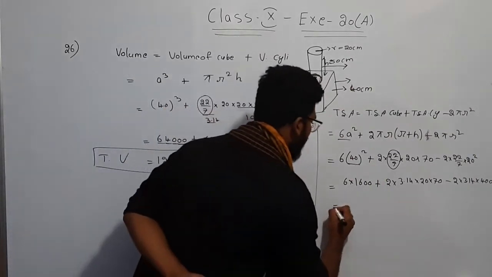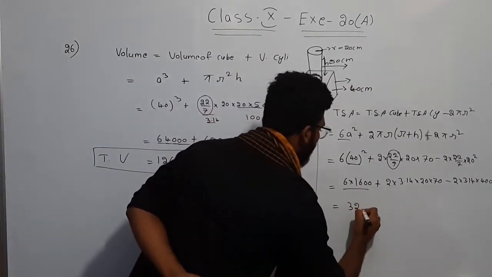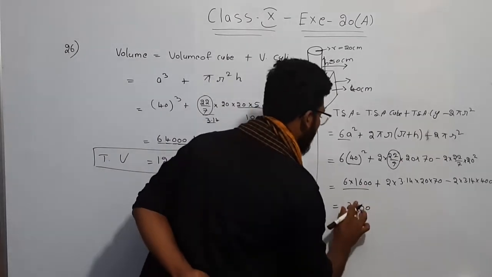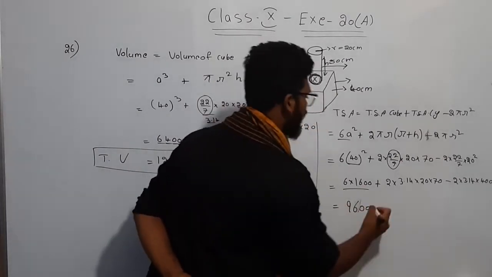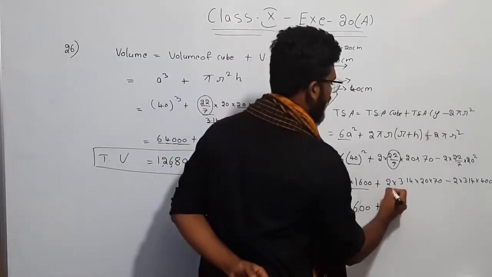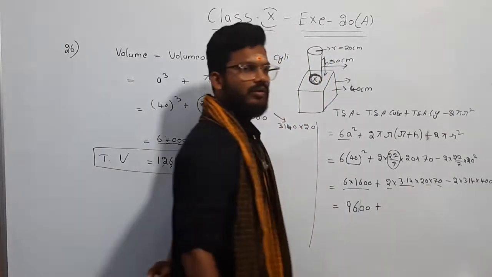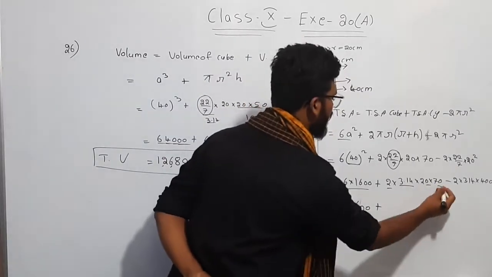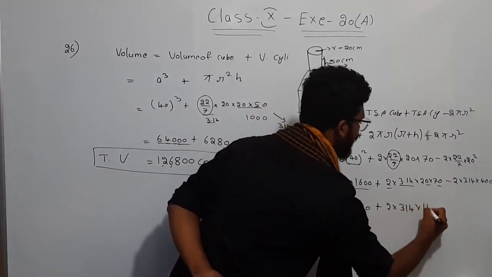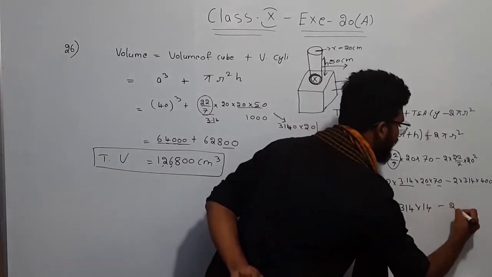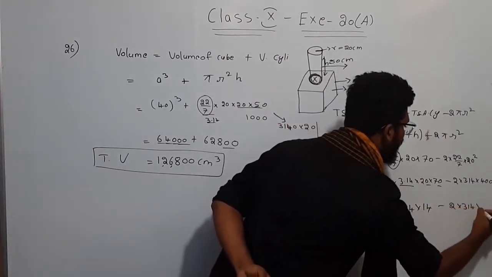So next, see here: 3200, 3016, 9600 plus 3.14 into 20 into 70. What will we get? 2 zeros. So 2 into 314 into 14 minus 2 into 314 into 4.